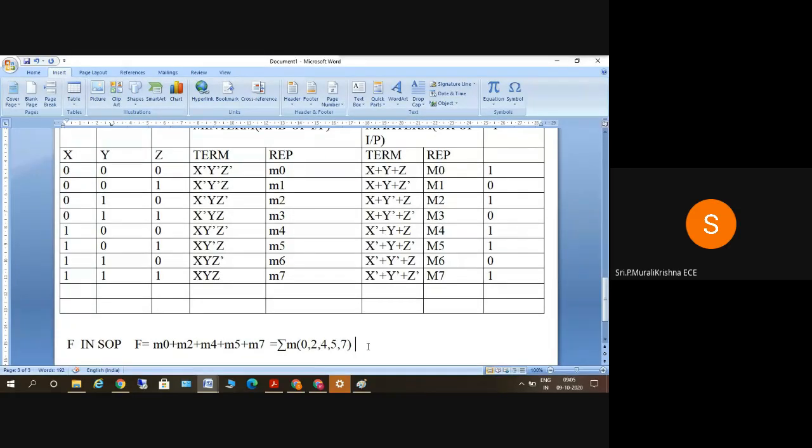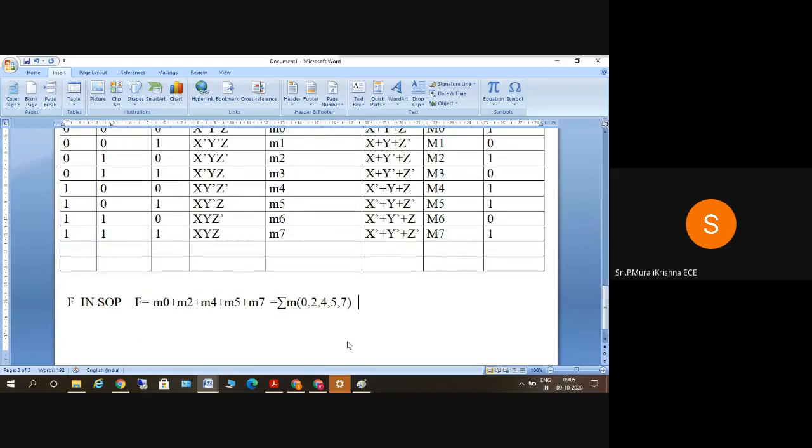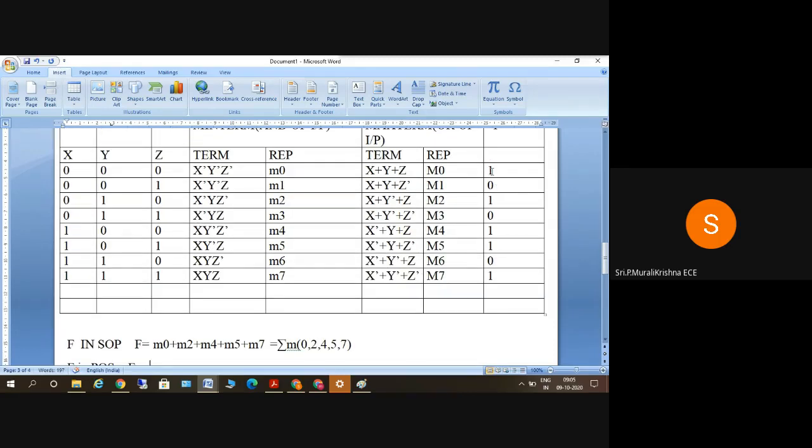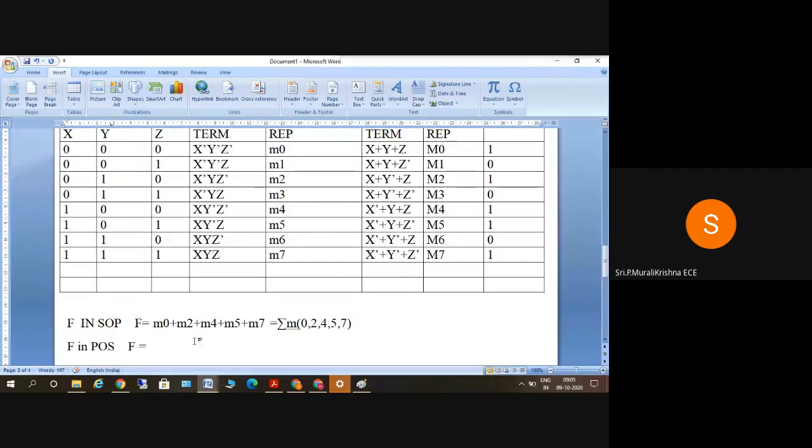So we can write the summation of all those. Okay, so this is sum of the products, and here we have product of sums. In case of sum of the products, we check for 1s. In case of product of sums, we have to check the truth table rows whose output is equal to 0, and we perform the OR operation of those input combinations.